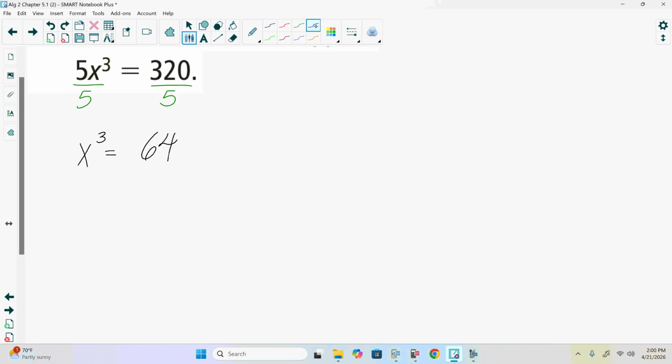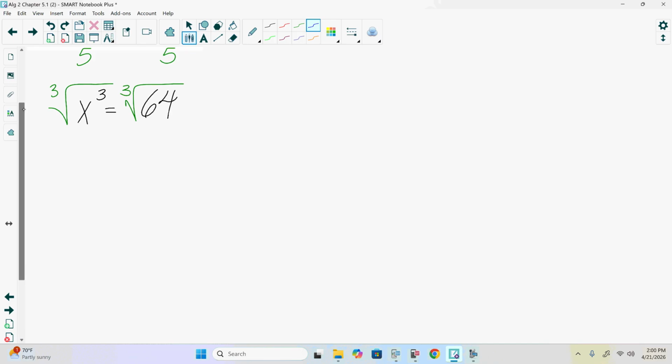Is our term to a power by itself? Yeah, there's nothing else with it besides that cube, so we can deal with it now. And we can do that by taking the cubed root of both sides, because our cubed root and third power would simplify, leaving us with x is equal to cubed root of 64 is 4.